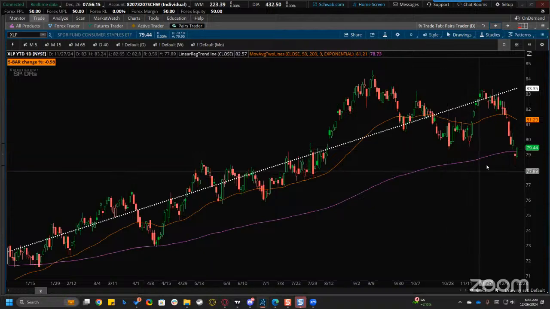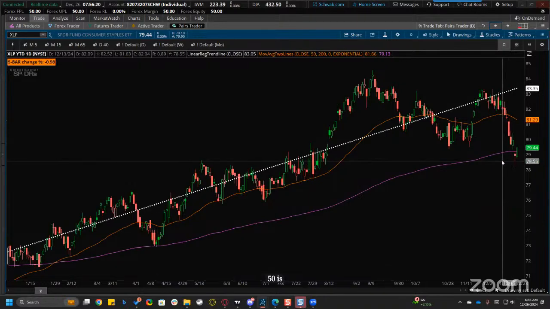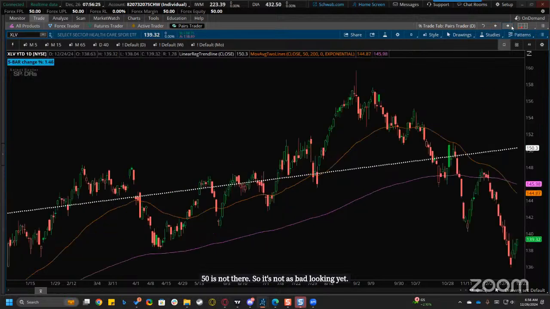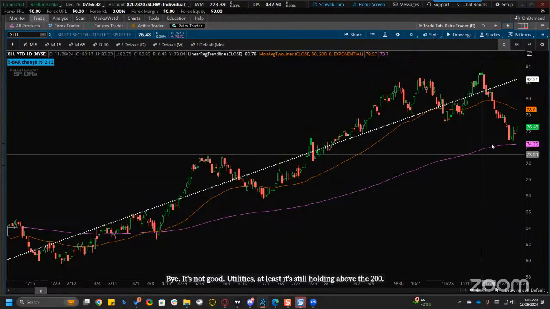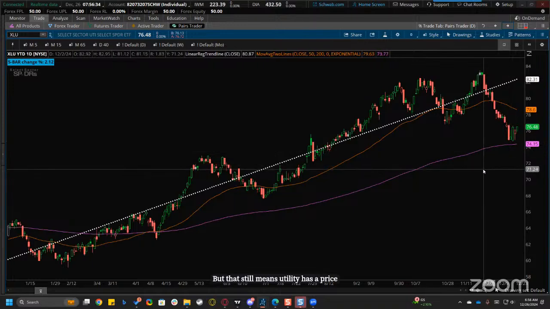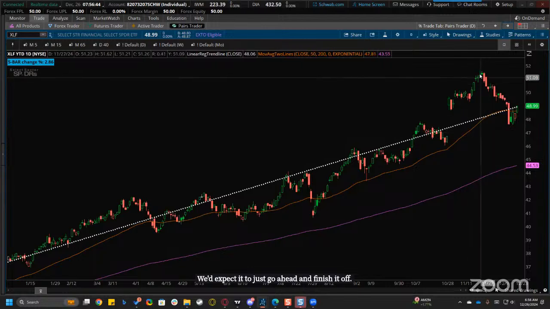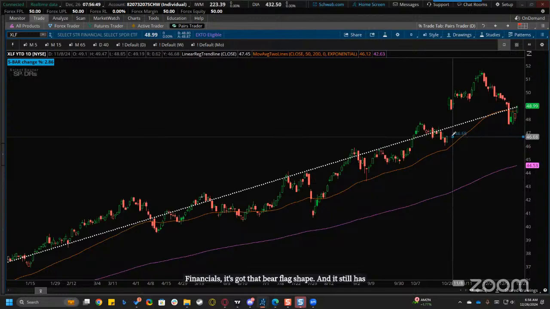Looking at staples, price under the 200, trying to come back up again. 50 is not there, so it's not as bad looking yet, but it's not good. Utilities, at least it's still holding above the 200, but that still means utility has a price target at that 200, right? It's gotten close enough now. We'd expect it to just go ahead and finish it off. Financials, it's got that bear flag shape and it still has a gap down here that needs to be closed.